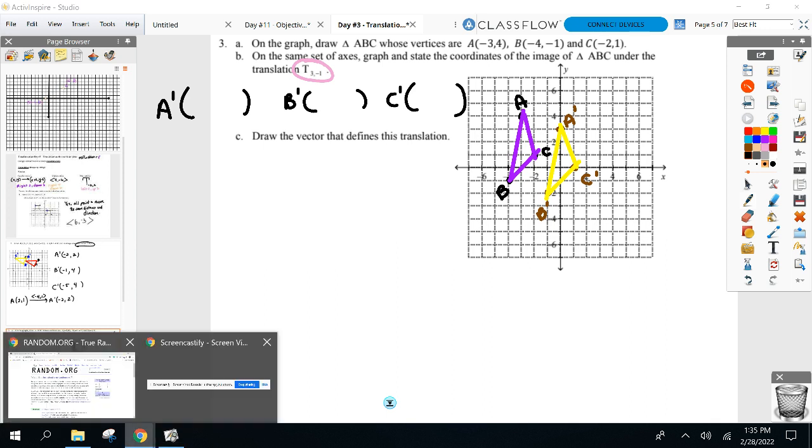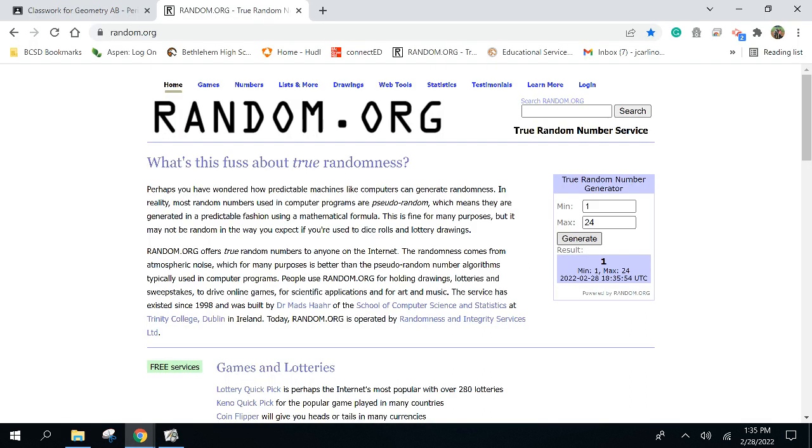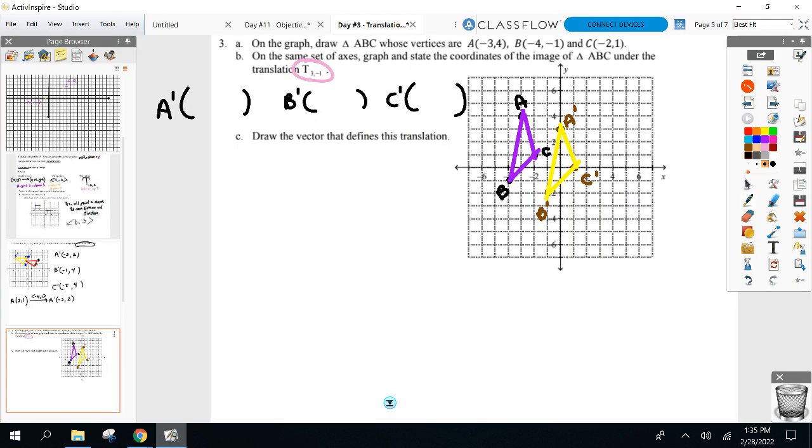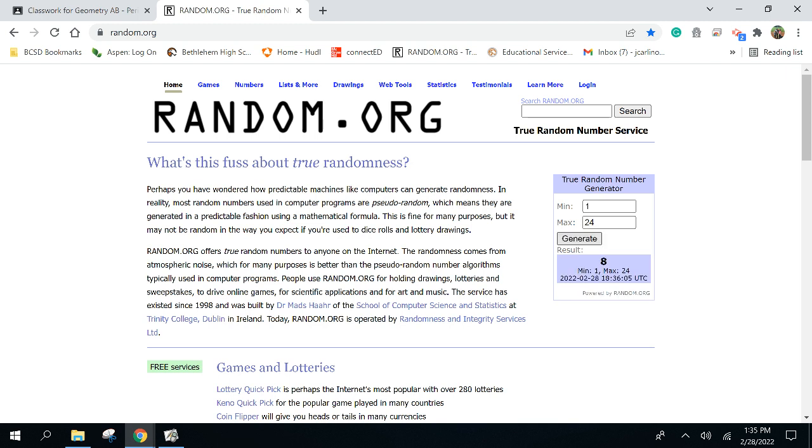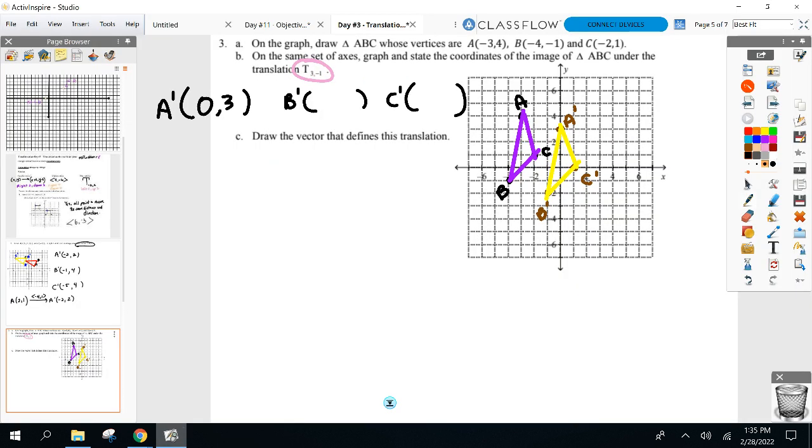Hey, how about A prime? When you're ready, A prime. 0, 3. Good job. That's 0, 3, everybody, not 3, 0. B prime. What are we looking at? -1, -2. Good deal.